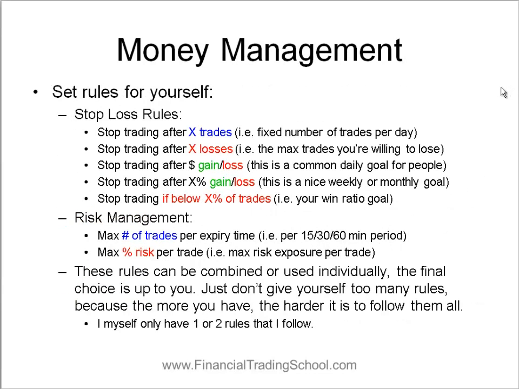So here are the common criteria for money management for stop loss rules and risk management. So for stop loss rules, you might stop trading after X trades, i.e. fixed number of trades per day. Or you stop trading after X losses, i.e. max trades you're willing to lose. Or stop trading after a dollar gain or loss. This is a common daily goal for people, so you might want to gain $20 a day, or you want to lose $10 per day, or something like that.